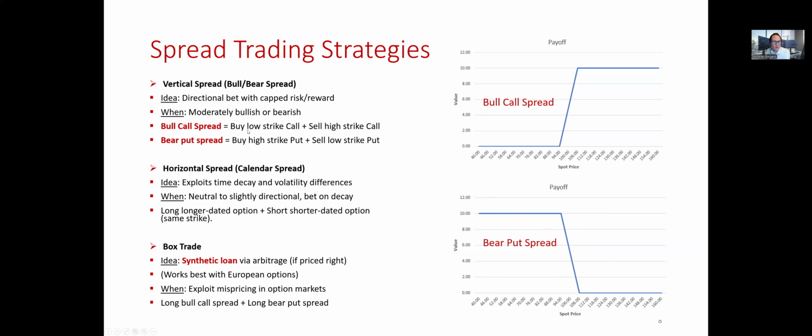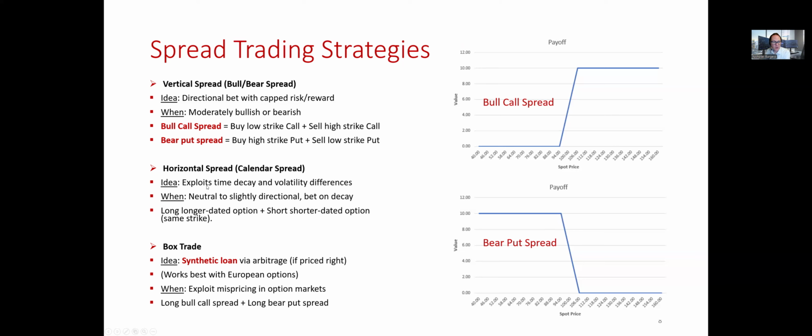So for the bull call spread, you buy a low strike call and sell a high strike call, and then for the put spread, you buy a high strike put and sell the low strike put, which is what we're seeing here on these diagrams. Now, we also have horizontal spreads, which we alluded to already, and those are calendar spreads.